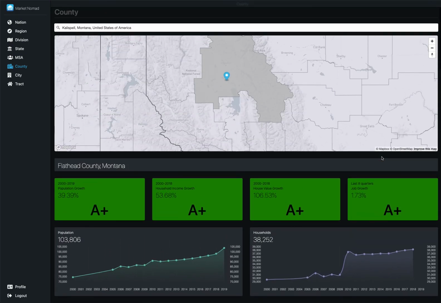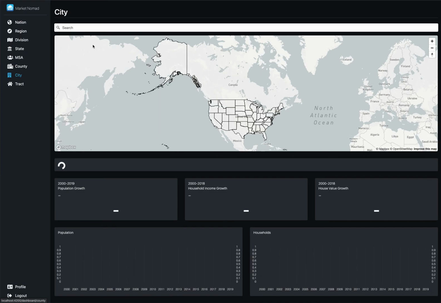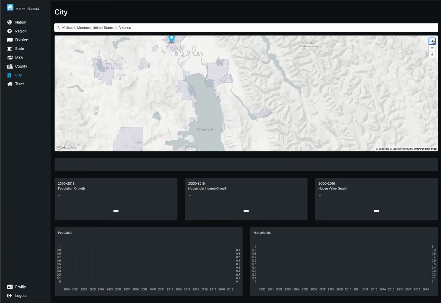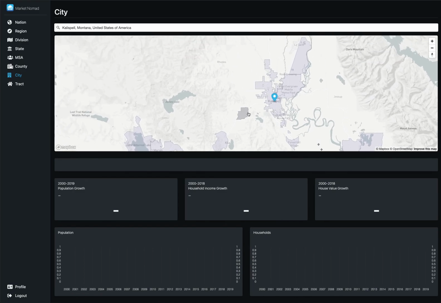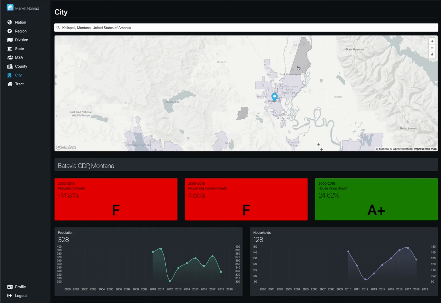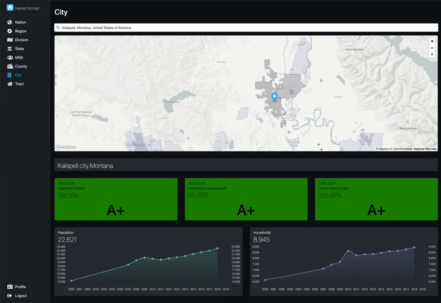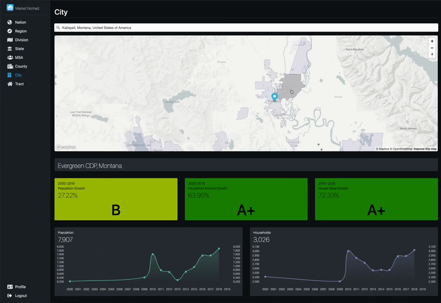Continuing on with our search, let's take a dive and look at the city level. A quick glance around the surrounding cities shows us that Kalispell and its neighbor Evergreen are where the increases are happening. Let's go ahead and take one more dive and continue our search at the Census Tract level.